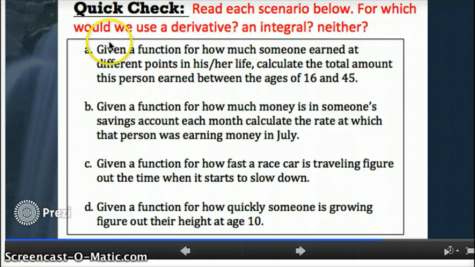That's right, A would be an integral situation because we're given a function that's a rate. We're told how much someone earned. Think about the units. Earning is like dollars per year. It's a rate. We're given a rate function and we're asked to find a total amount. How about B?